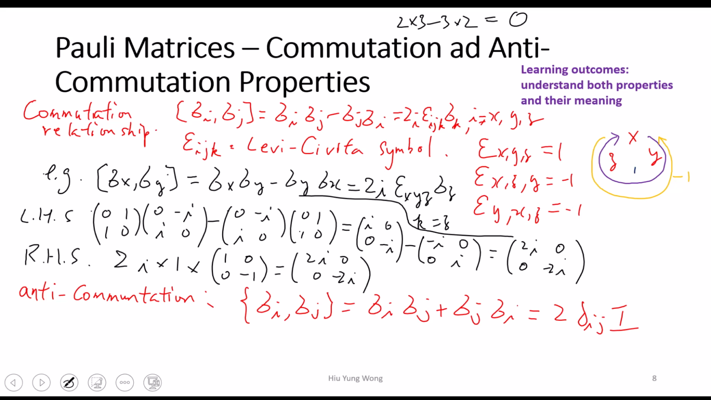Yeah. So what's the use of this relationship? No, these are their properties. Later we are going to use them to prove some equations. Okay?